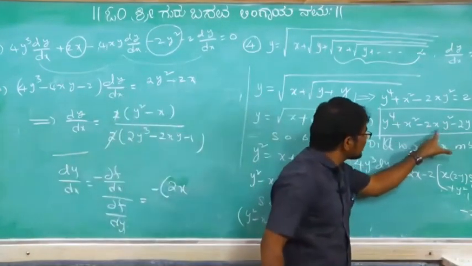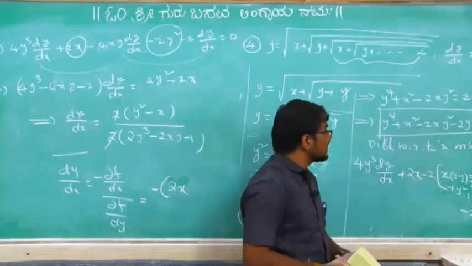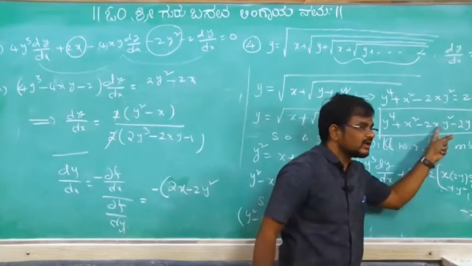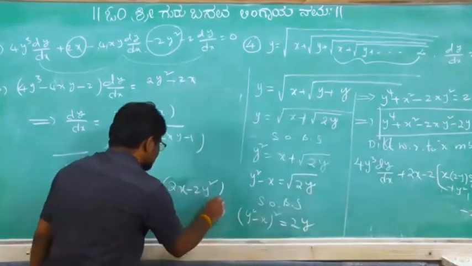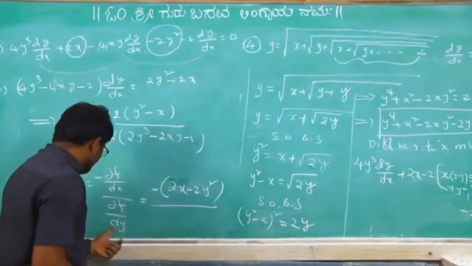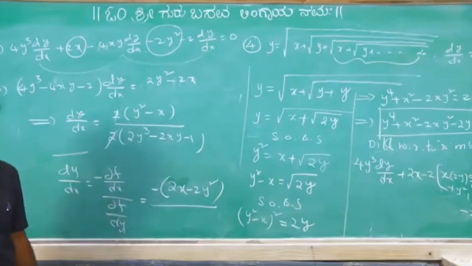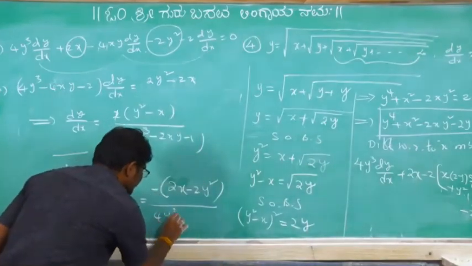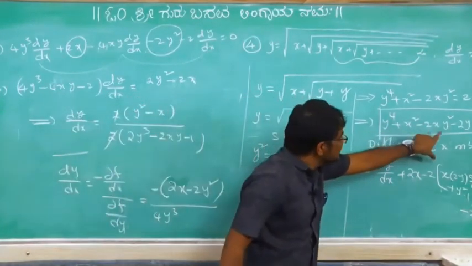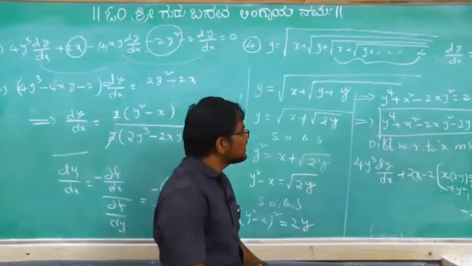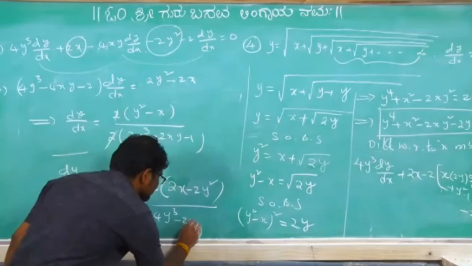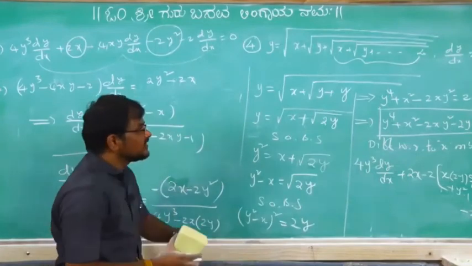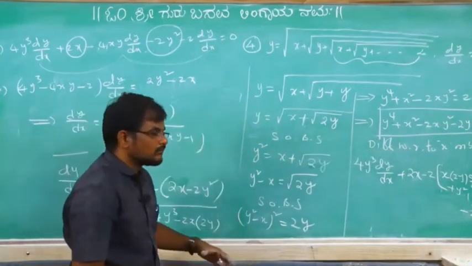And in this one, what are the constant values? Minus 2y square is constant. Differentiation of x is 1. And this is constant, 0. Whole divided by the partial differentiation with respect to y. For that one, what do we have to do? This is 4y cube. Next, this is constant. In this one, what are the constant values? Minus 2x is constant. Differentiation of y square with respect to y is 2y, and the differentiation of minus 2y is minus 2.